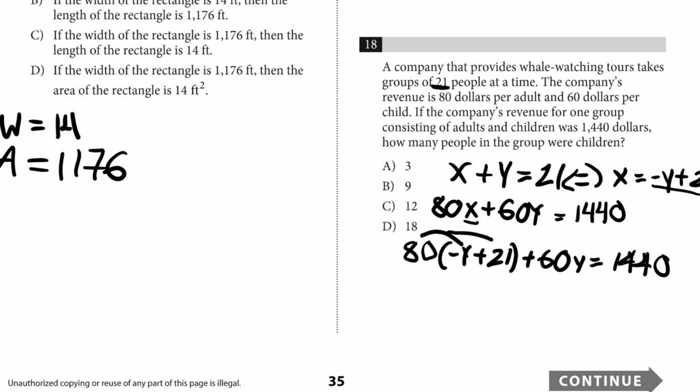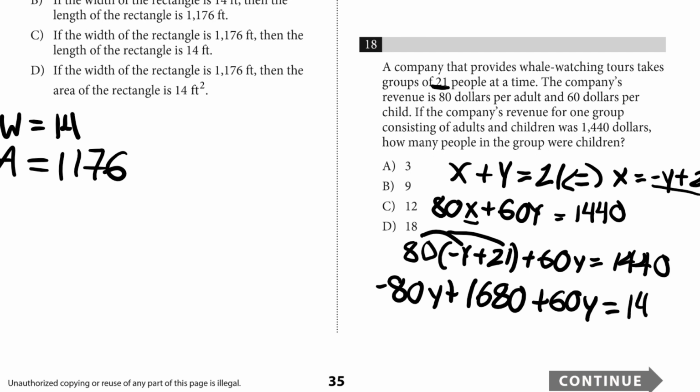Next, we're going to distribute the 80. That's going to be negative 80y plus 80 times 21. 80 times 21 is 1,680, plus 60y equals 1,440.